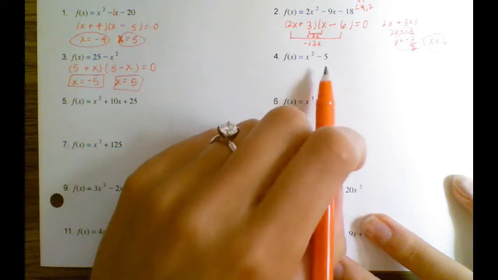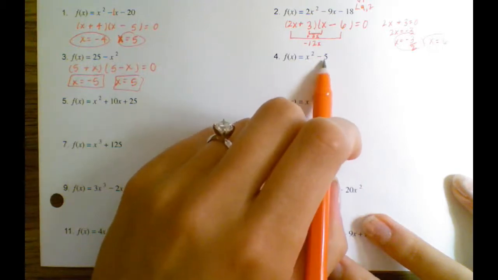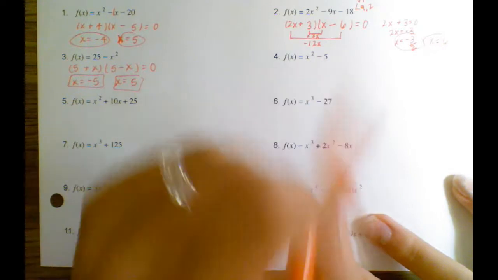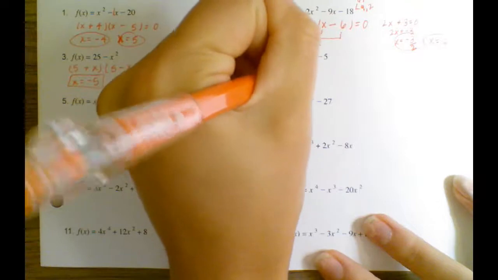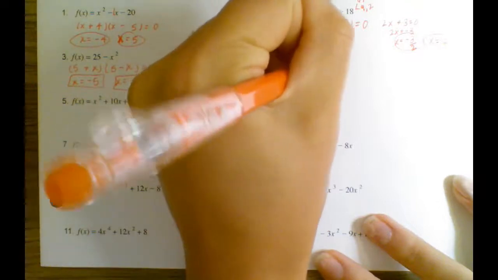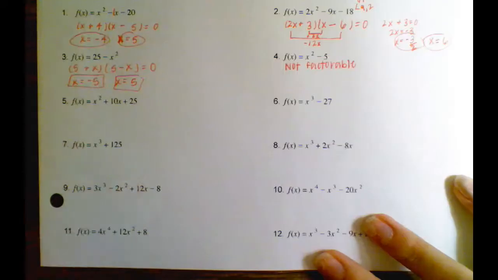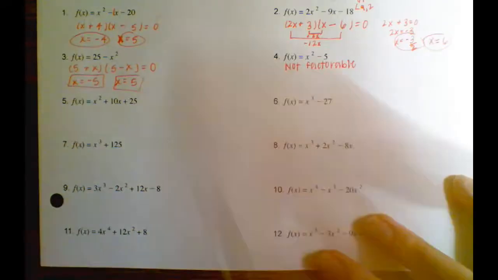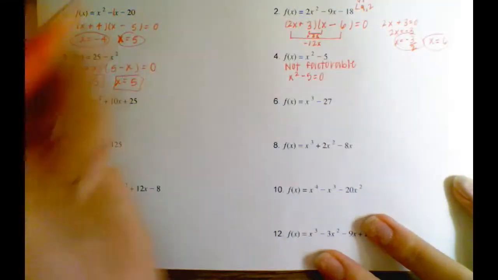Let's see here. No GCF. This is not a difference of squares because I can't take the square root of 5. This one's actually not factorable. So we can still set it equal to 0 though, and we can solve for x.